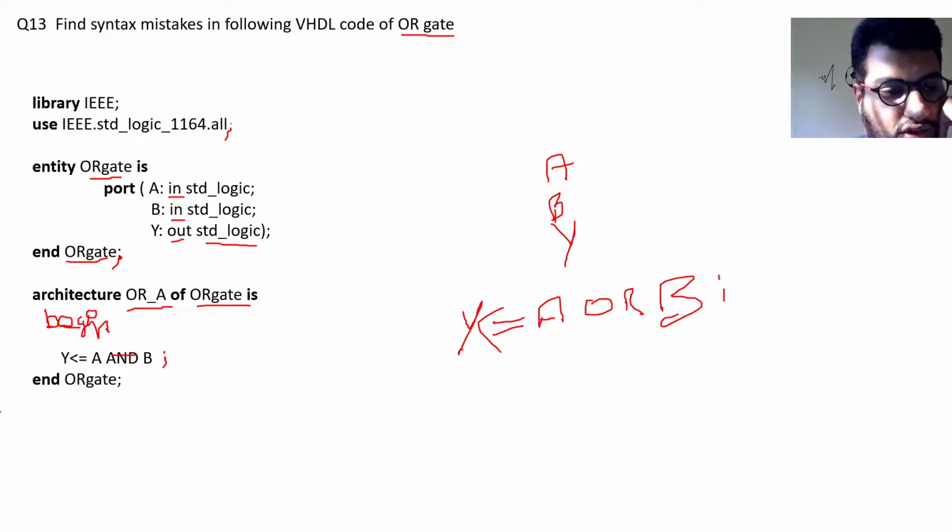And finally the architecture should be terminated by the end statement, END, followed by the architecture name. But here I have written the entity name, so this is also incorrect. So it should be OR_A. So this was the syntax for the OR gate. I had made some mistakes, so we pointed out the mistakes and we corrected them.